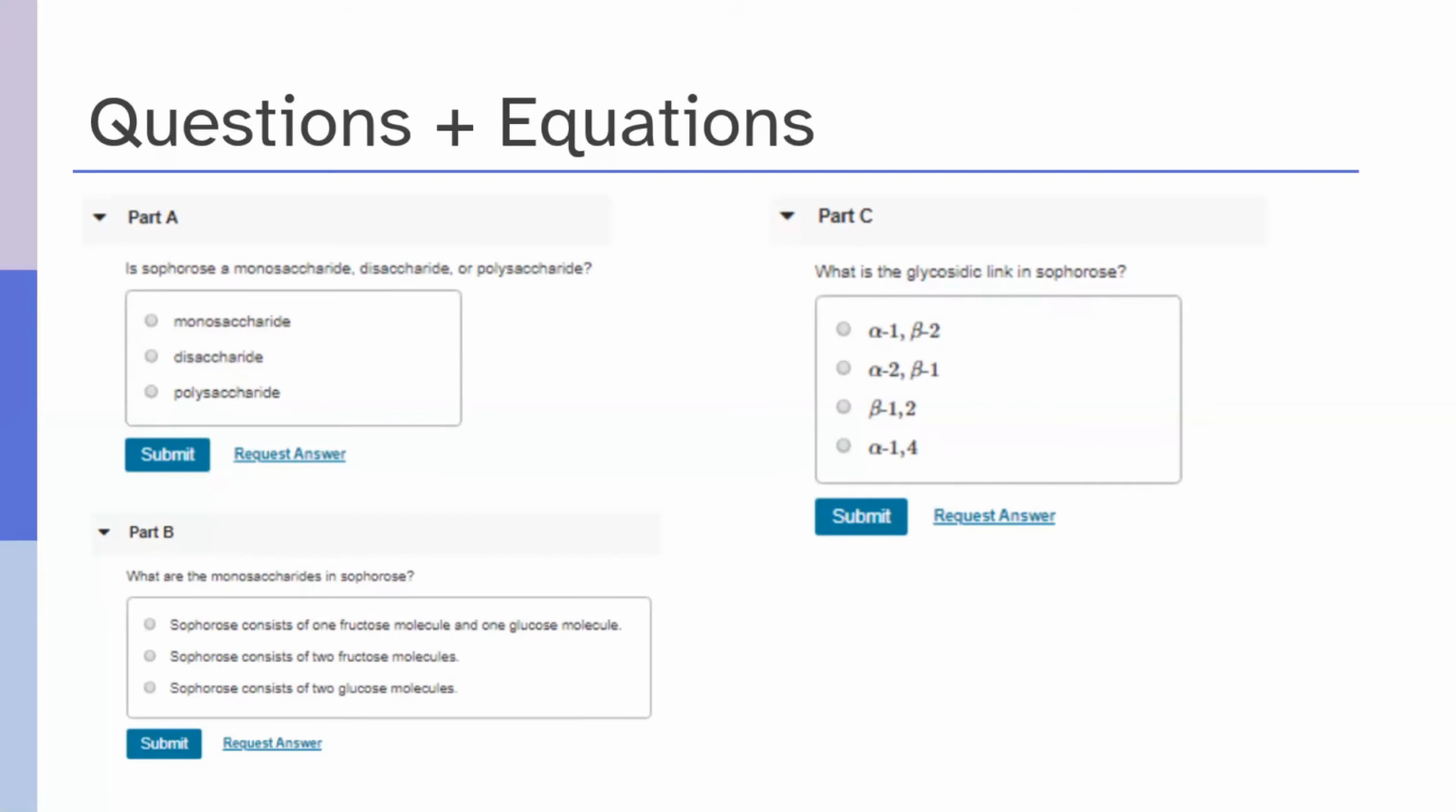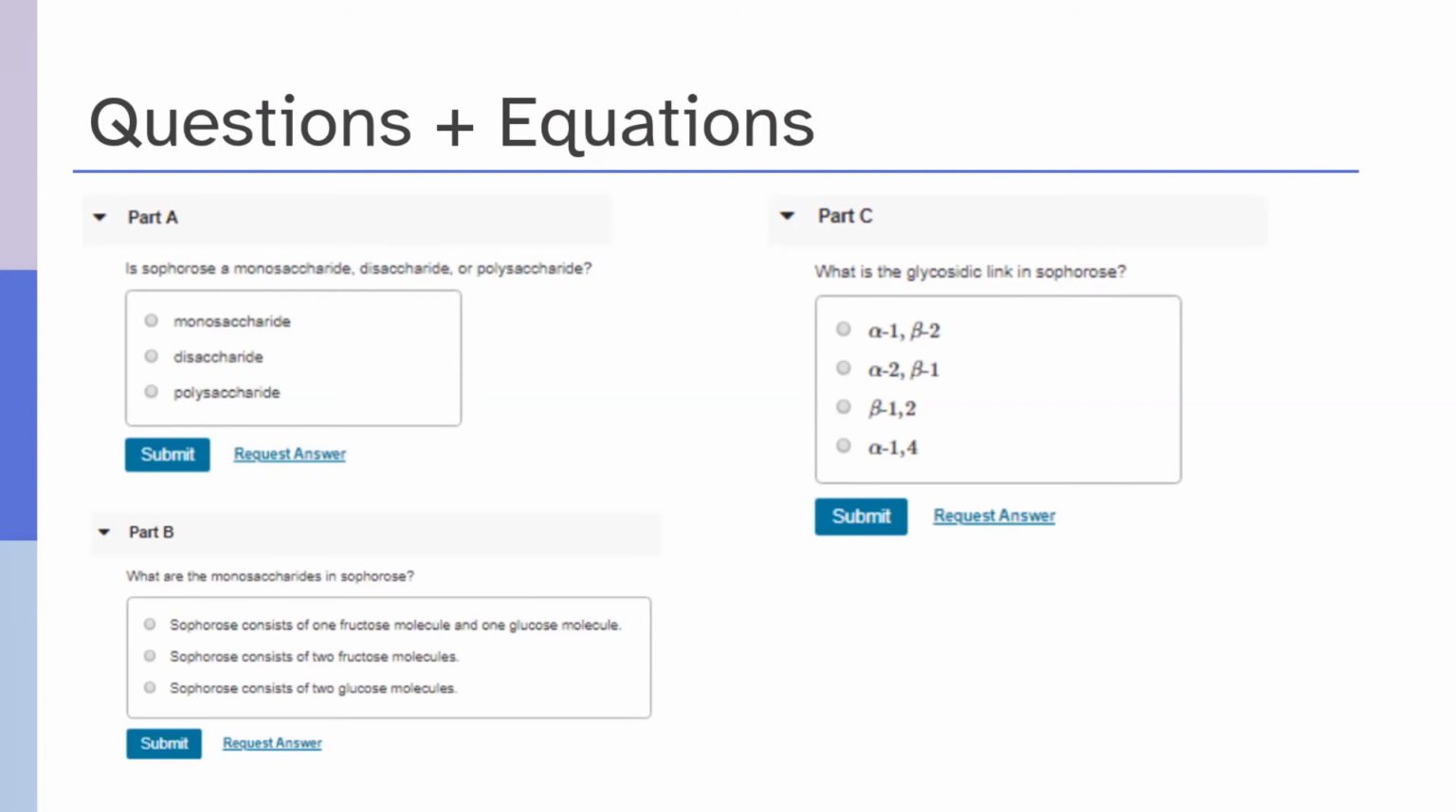Sucrose consists of 1 fructose molecule and 1 glucose molecule. B is sucrose consists of 2 fructose molecules, or C, sucrose consists of 2 glucose molecules. Now, in the description, you haven't mentioned at all fructose or glucose, so the user has to know the answer, so you're not giving it away in the description. And then part C is what is the glycosidic link in sucrose.